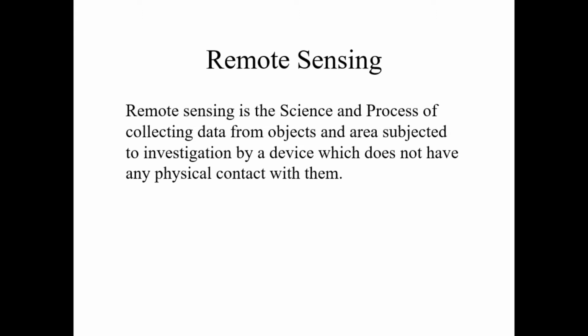Here the device is a satellite sensor, which sends electromagnetic energy to the ground surface. The electromagnetic energy is reflected from an object, and the reflected energy contains the information about the object, which is recorded by the satellite sensor.